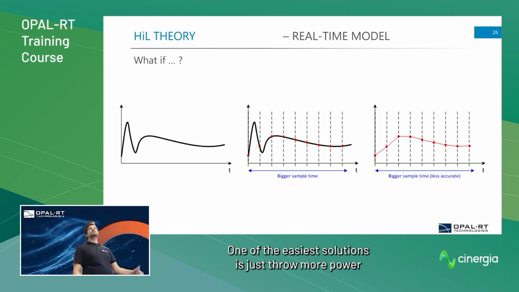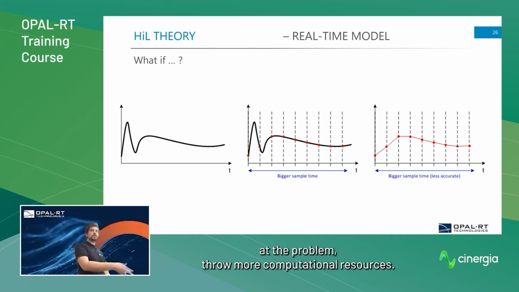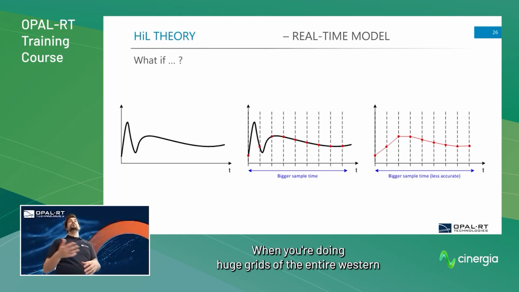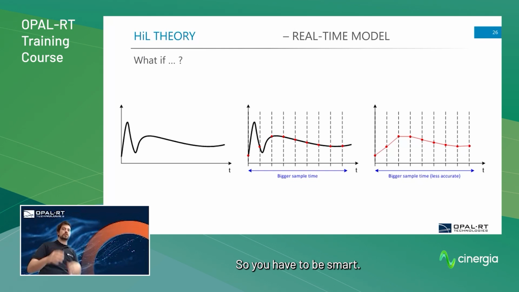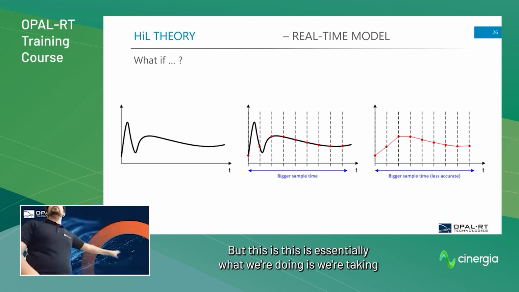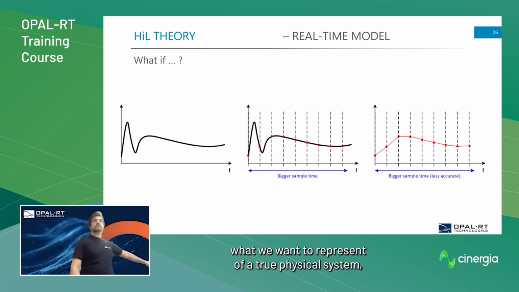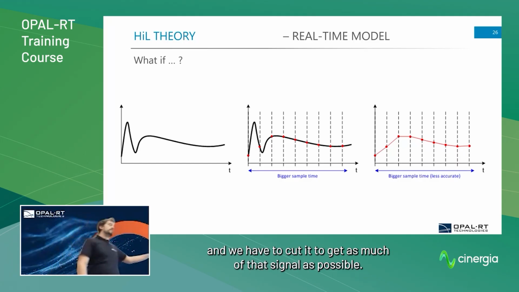One of the easiest solutions is just throw more power at the problem, throw more computational resources. Sometimes that's not enough, though, when you're doing huge grids of the entire Western United States or all of the Great British Grid. So you have to be smart. But this is essentially what we're doing: we're taking what we want to represent of a true physical system, and we have to cut it to get as much of that signal as possible.